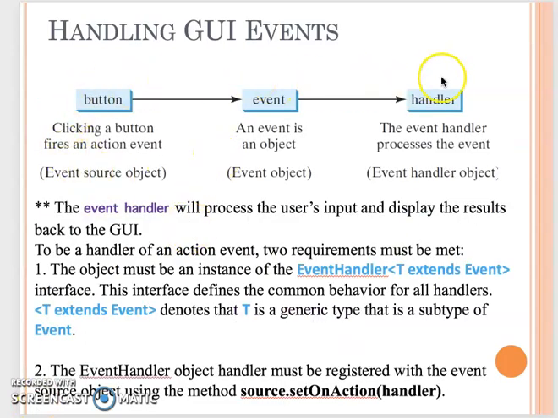So after you have these three components to handle GUI events, one important thing is your handler object. They will process the user input and display the result in the GUI. And the most important thing, each handler processes a different action event. They have two requirements you need to meet.